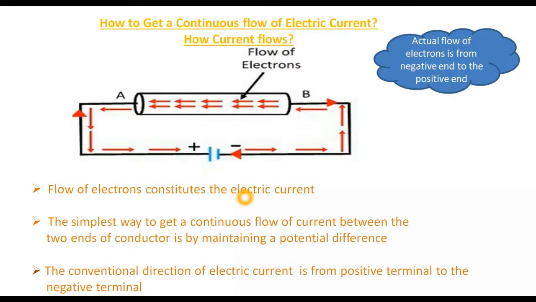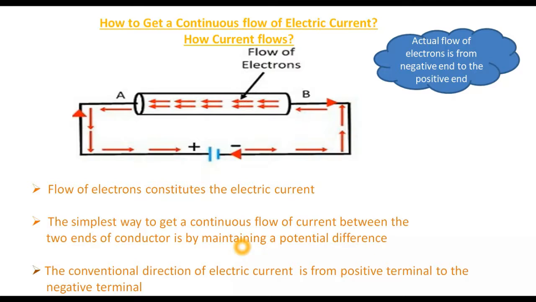We'll discuss the potential difference later. So what did the battery actually do? In order to move electrons, the battery does some work, right? So as soon as you connect the battery, or you can say cell, to this conductor, electrons start moving in a particular direction. So to get a continuous flow of current between the ends of the conductor, we need to maintain a potential difference.